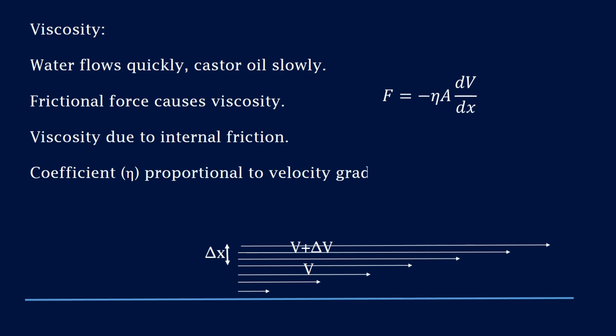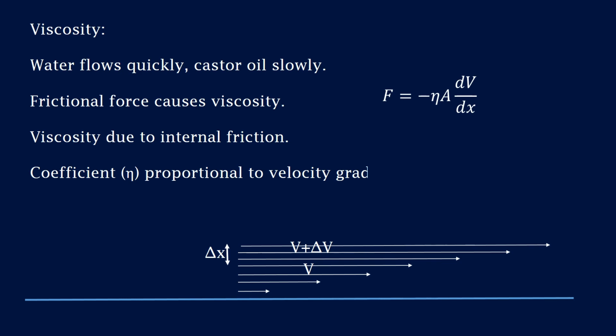The negative sign accounts for the opposite direction of the viscous force, leading to the equation F equal to minus eta A into dV by dx, where eta represents the coefficient of viscosity. The coefficient of viscosity of a liquid can be defined as the viscous force per unit area of the layer where the velocity gradient is unity.